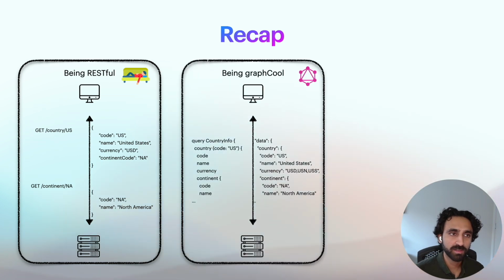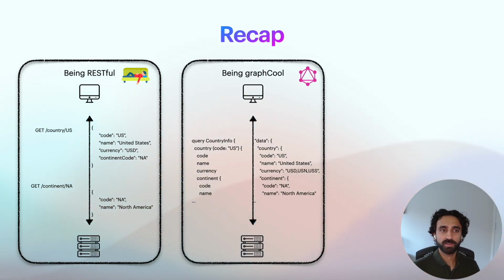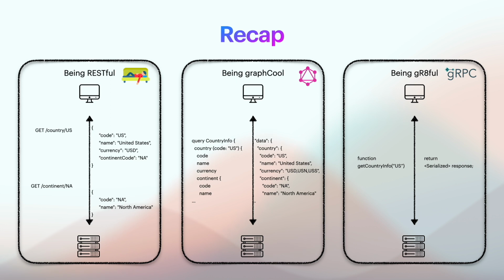In case of GraphQL, instead of two calls, you can get all that information and probably even more in just one call. And instead of making a call to a different endpoint, you make a call to the same endpoint, but you provide a query which defines what response you want, what data you want. And lastly, in case of gRPC, we'll make a remote call and the data returned will not be serialized into a human readable format like JSON. Instead, it will be a more optimized machine readable format, saving on the amount of data to be transferred over the network.